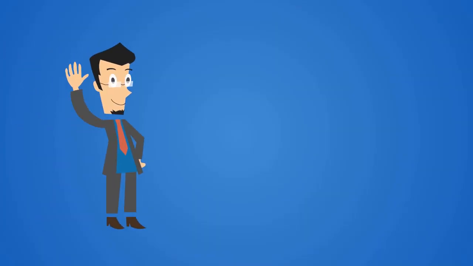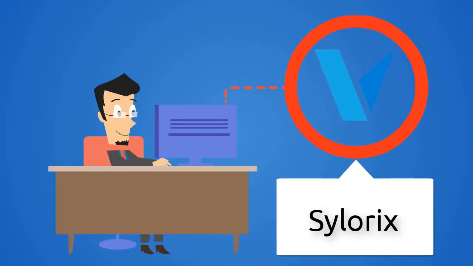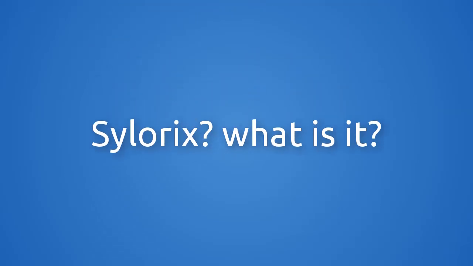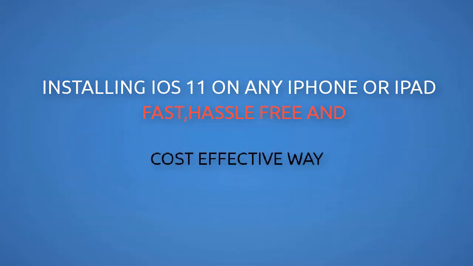Mark, who is a colleague of John, owns an iPhone and iPad, and Mark runs iOS 11 on both his iPhone and iPad without a developer account. How? Mark uses Sylorix. Sylorix? What is it? Sylorix is one of the best methods for installing iOS 11 on any iPhone or iPad. It is a fast, hassle-free, and cost-effective way.